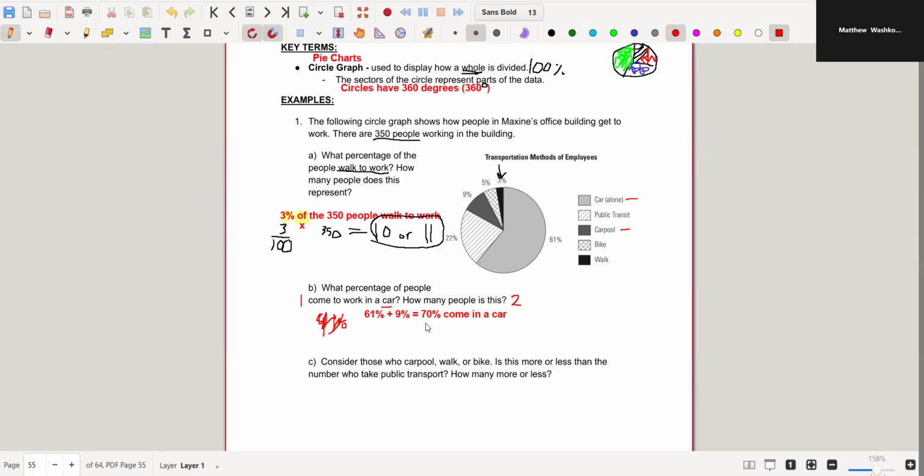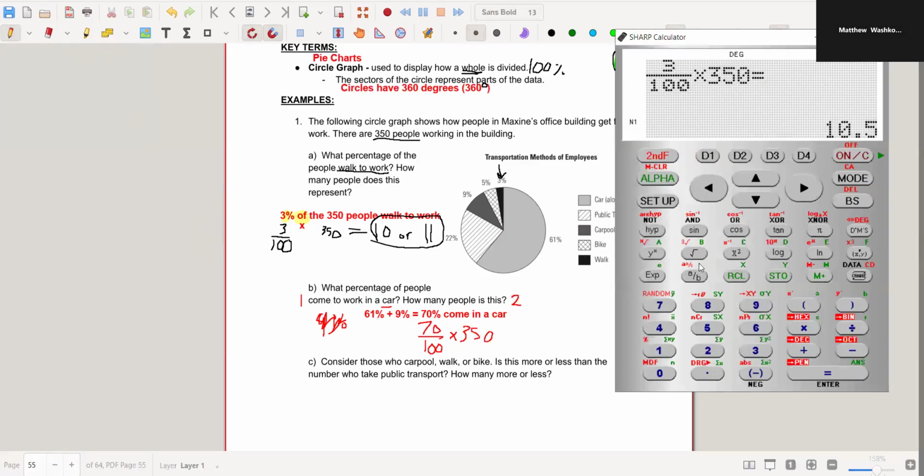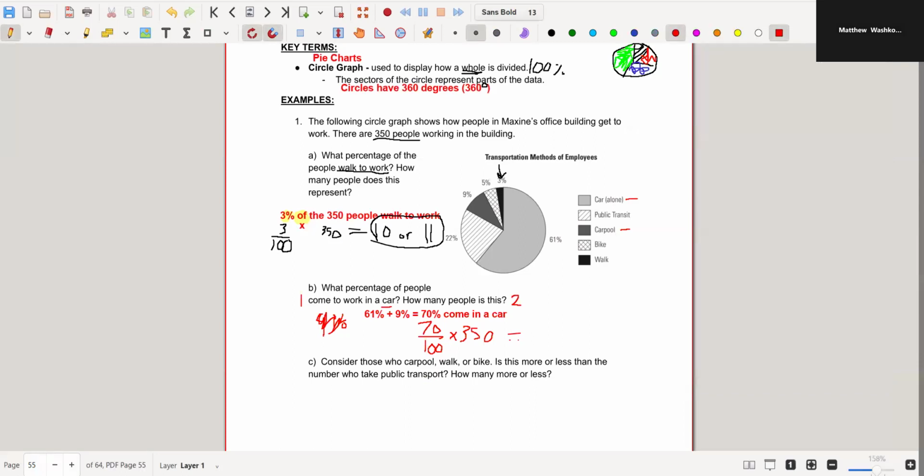Remember, 70% of 350 people come to work in a car. So 70%, that's 70 over 100. Of means times, so times 350. Pop it in your calculator: 70 over 100, arrow key, times 350. That's 245. This gives us a nice clean number. So 245 people take a car every day. I'm going to circle my answer.